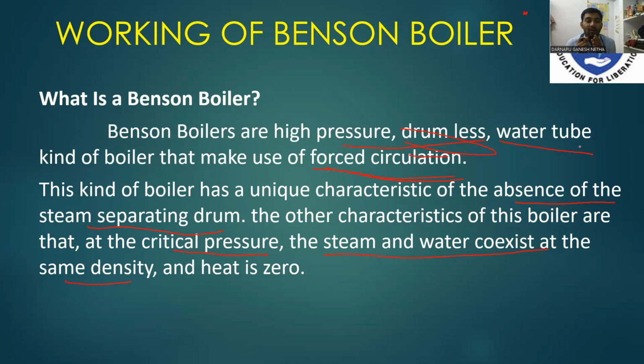When water flows in the tubes and the gases surround the water tubes, that is a water tube boiler. Whereas in a fire tube boiler, the fire flows inside the tube and water surrounds the fire tube. These three are important parameters: pressure, water and forced circulation.